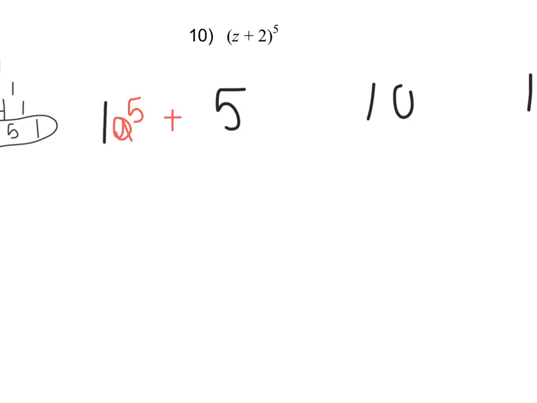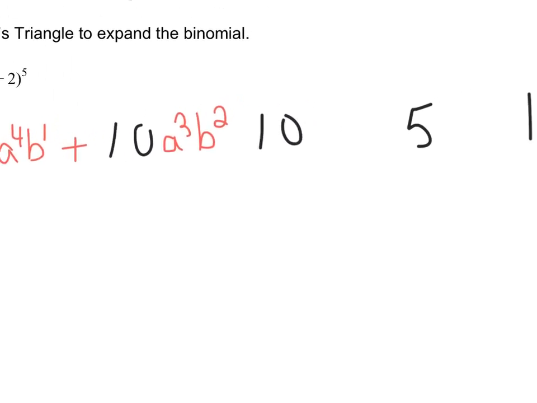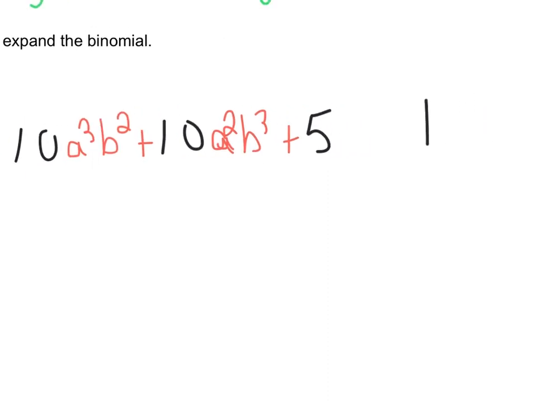And then my a exponents start going down, and my b exponents start going up. So I'd have a to the fourth, b to the first, plus a to the third, b to the second, plus a squared, b to the third, plus a, b to the fourth, plus b to the fifth.